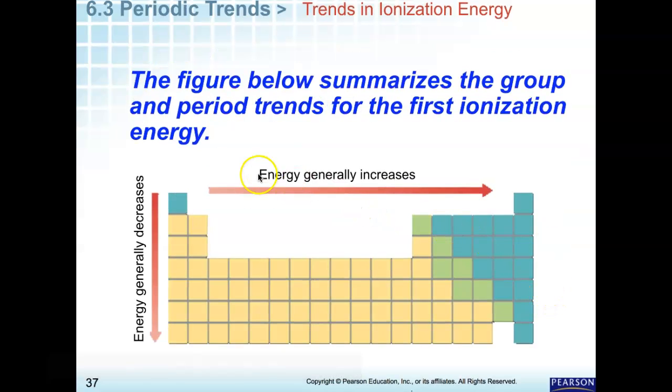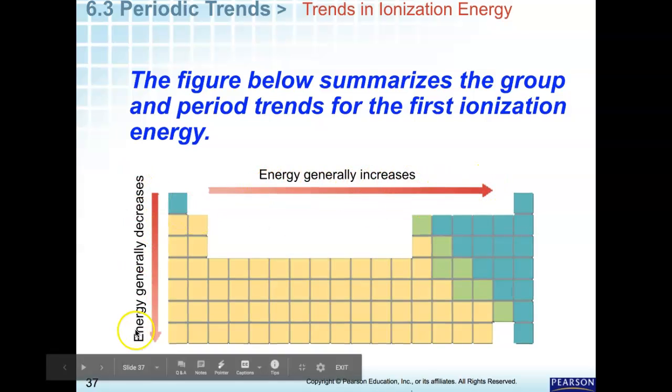This is just a summary. So ionization energy generally increases as you go across a period, and generally it's going to decrease as you go down the group.